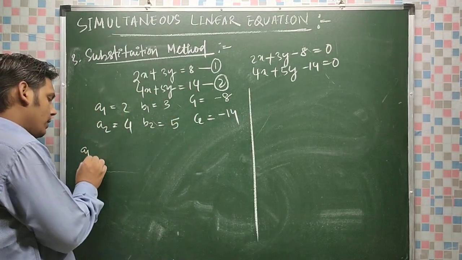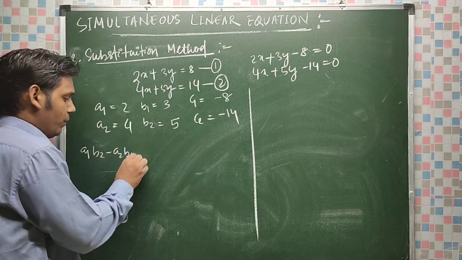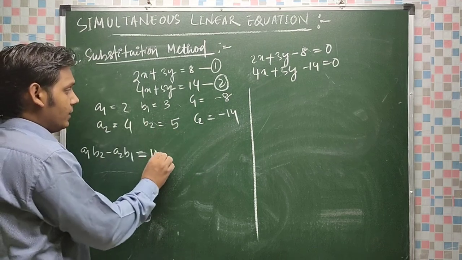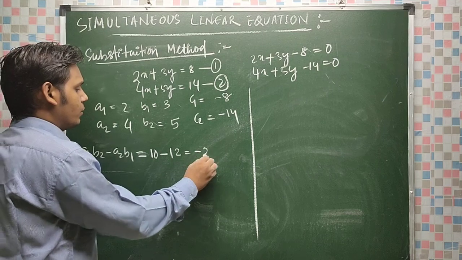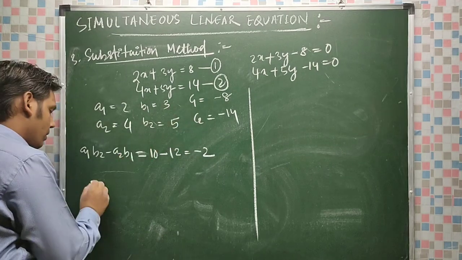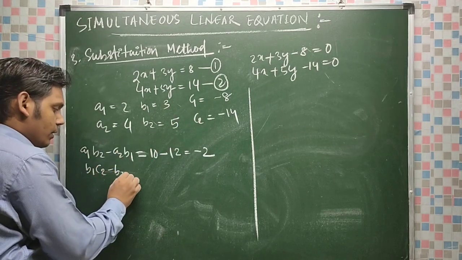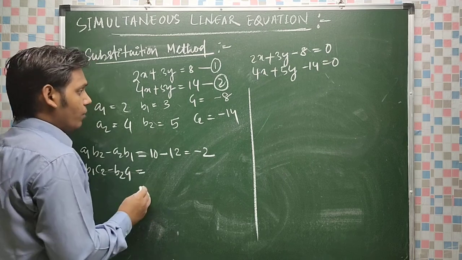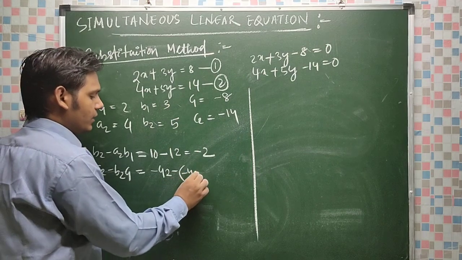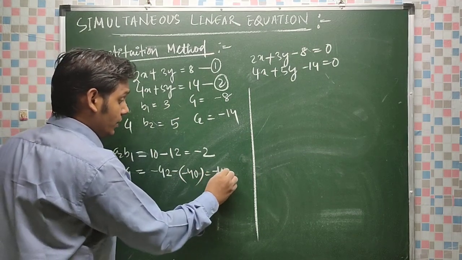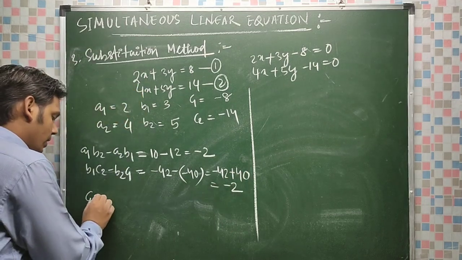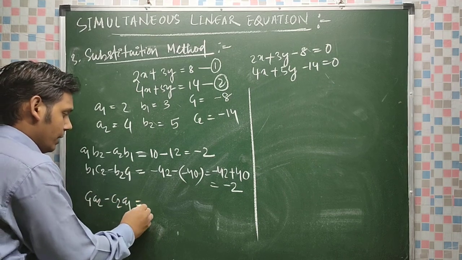Now a1 b2 minus a2 b1: 2 into 5 is 10, minus 4 into 3 is 12, that is minus 2. Then b1 c2 minus b2 c1: 3 into minus 14 is minus 42, minus 5 into minus 8, that is minus 40. That means minus 42 plus 40, which is again minus 2.